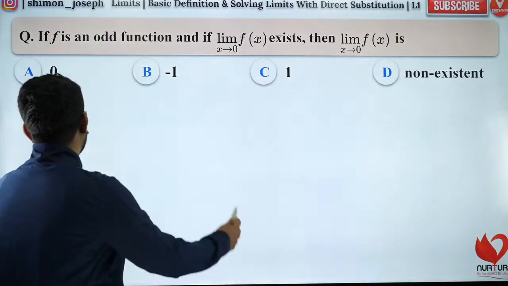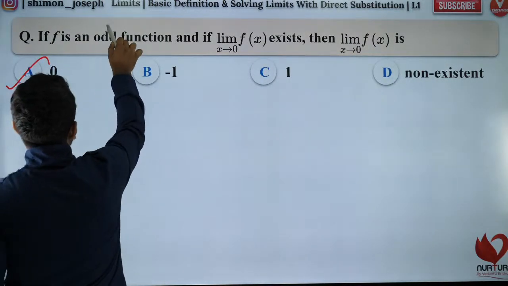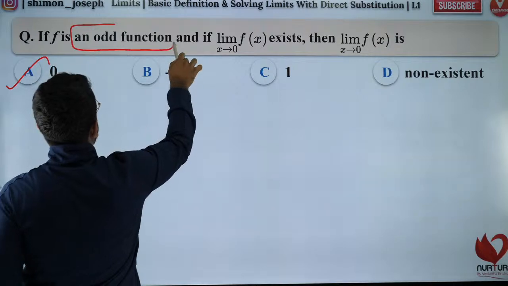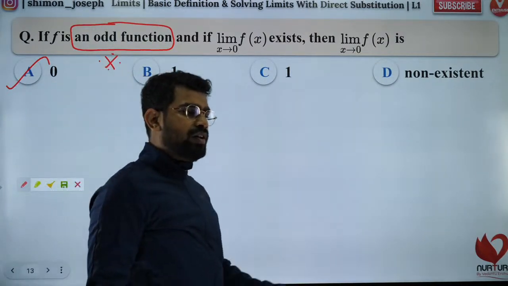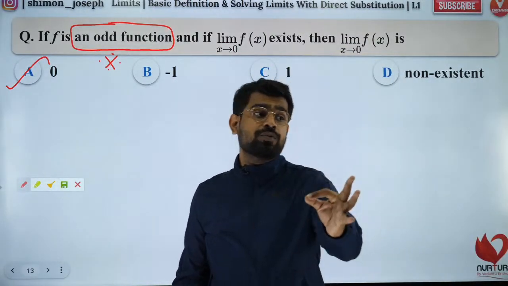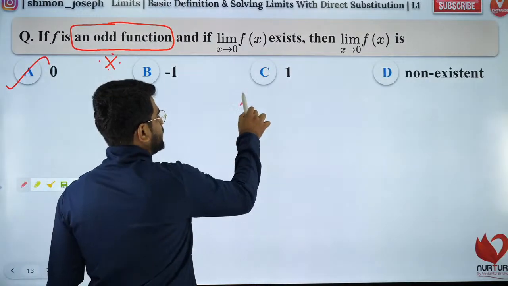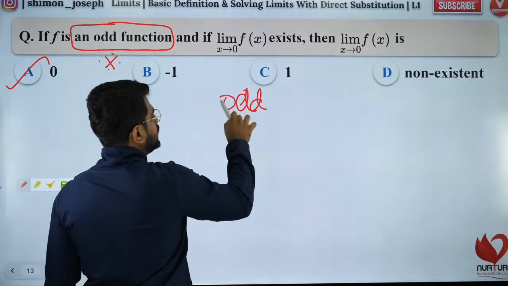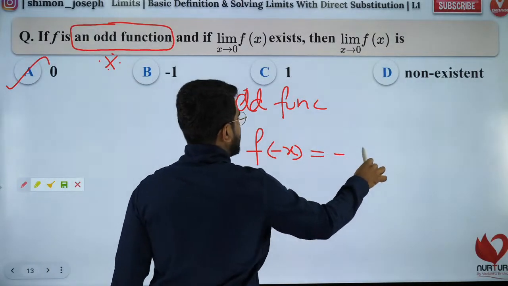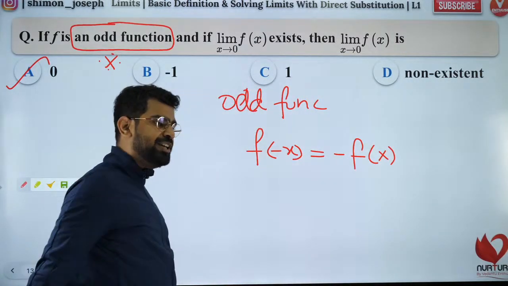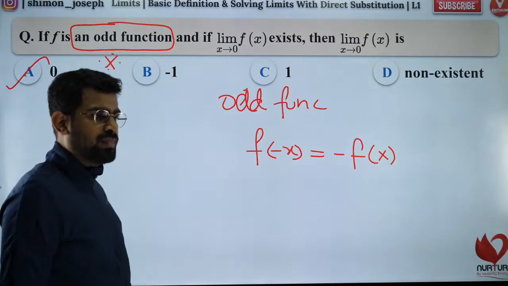The answer is option A, people. Why? The function is an odd function. This is a very critical word. This is everything in this question. The most important part is odd function. Gokulnath is absolutely right. Very good, Gokulnath. What is meant by odd function? Odd function means your f of minus x is equal to minus of f of x. Is that right, people? Are you all happy with it?